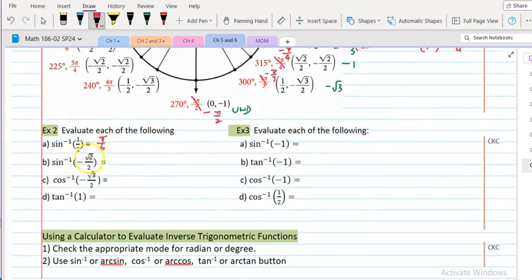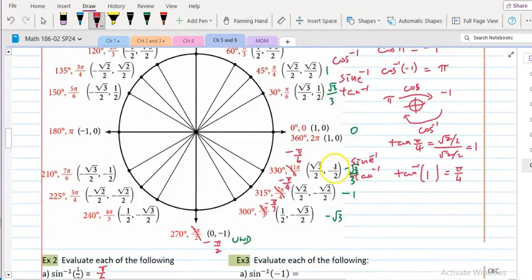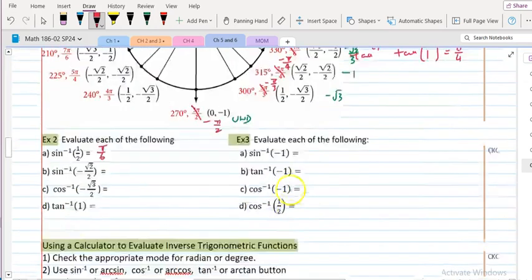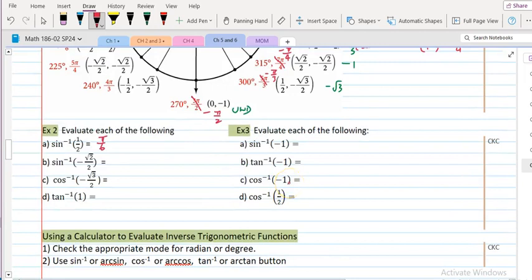Sine inverse of negative root 3 over 2: because it's negative, we know we should go down. We'll go here and look at the y value. This is negative root 2 over 2, and the angle is negative pi over 4. This is negative pi over 4.